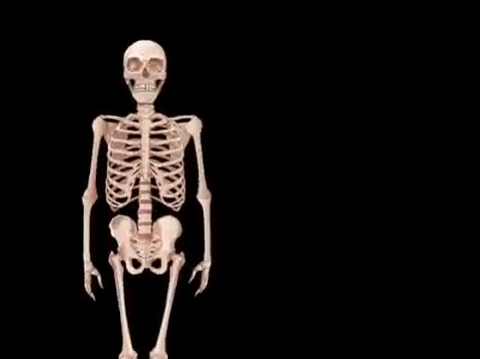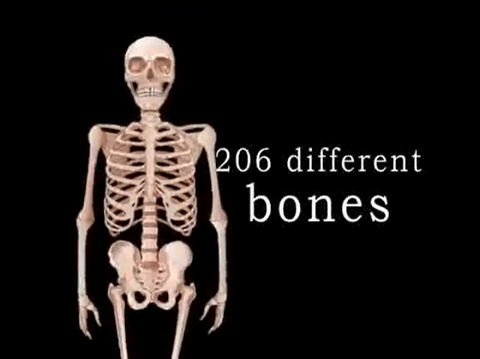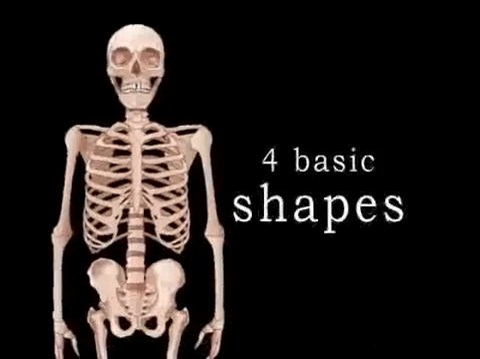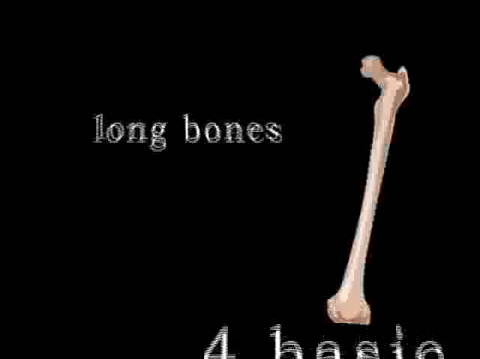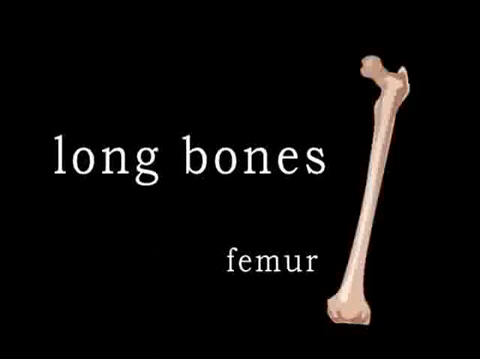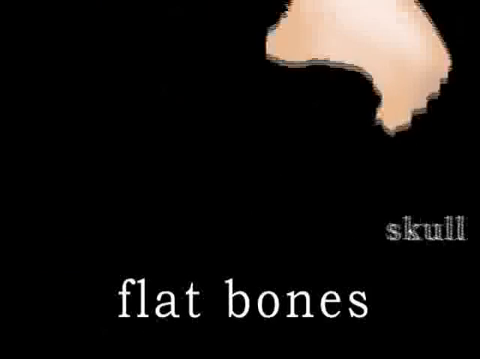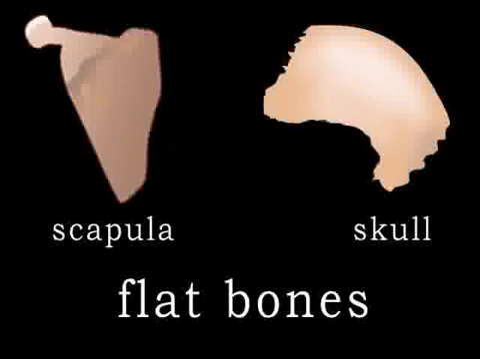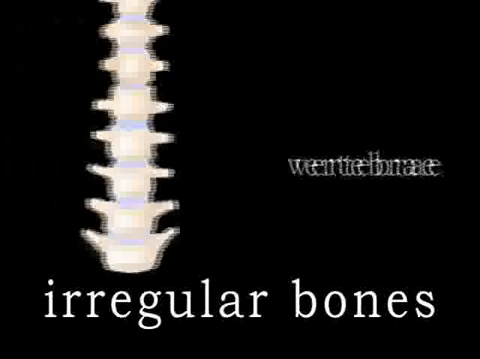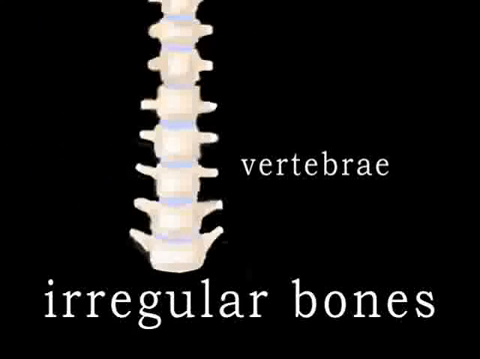The skeletal system is made up of 206 different bones, which come in 4 basic shapes. Long bones, such as the femur. Short bones, like the wrist and ankle bones. Flat bones, such as those in the skull or scapula. And irregular bones, like the vertebrae.